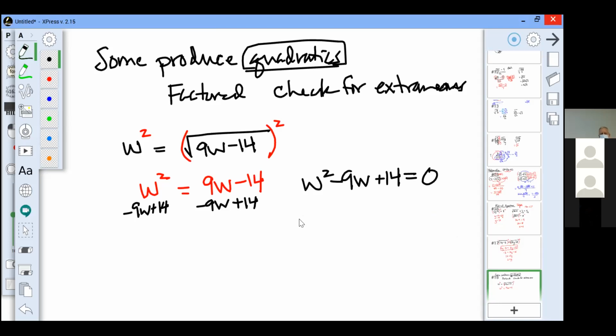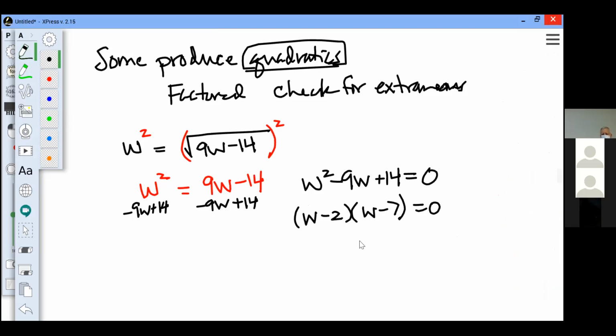Okay, now we've got to factor this, and they should be fairly easily factored. None of these should be terrible to factor. Remember that your factors produce the zeros once you set them equal to 0. Your numbers are not -2 and -7. Your numbers are 2 and 7.